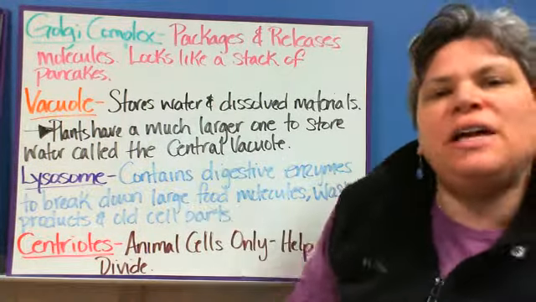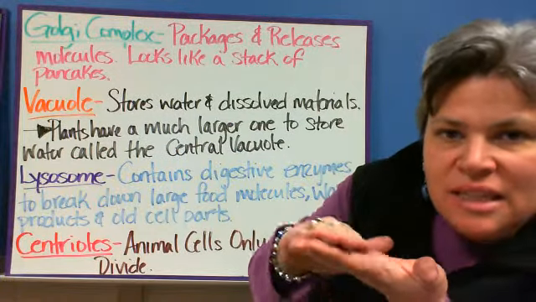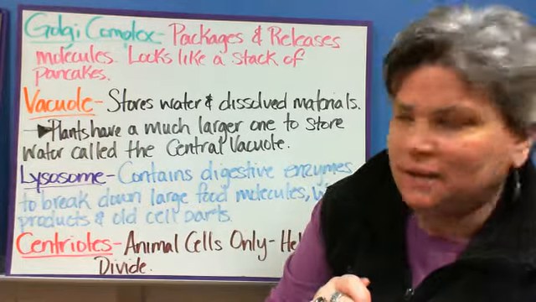They tend to look like a stack of pancakes, so if you're looking at a picture of a cell, you'll see these stacks. Those stacks, generally speaking, are your Golgi body.